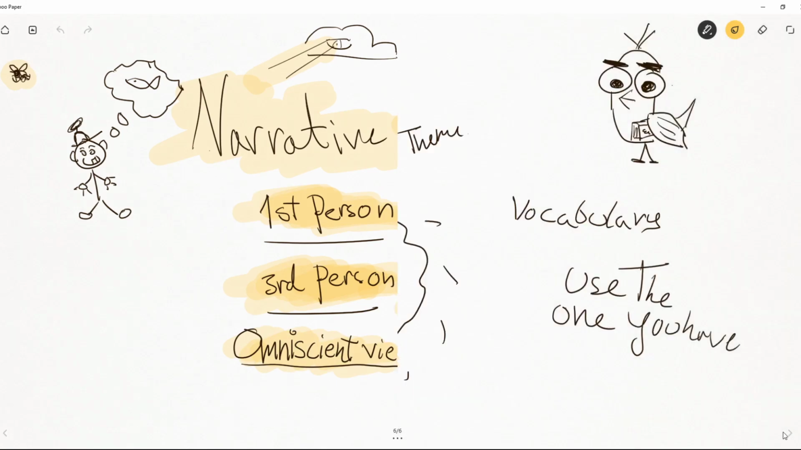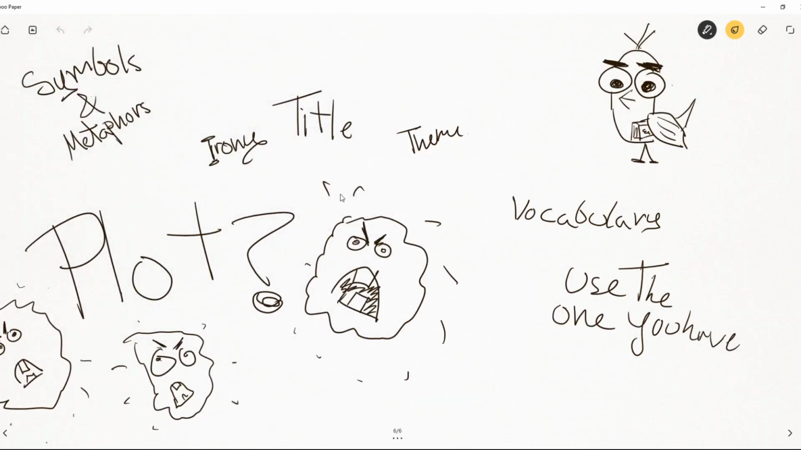And then finally we have the other stuff. Usually after the first draft you could put in some symbols and some metaphors, and that would usually add to the story. It's a lot more fun to read a story with some good metaphors. And here's a point where you can certainly fall into the trap of doing some cliches.